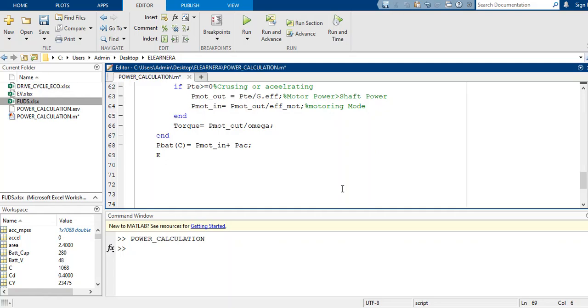Then the energy required to drive a vehicle for one cycle is E battery at C, equal to E battery at C minus 1, the previous battery energy, plus the power of the battery at C. So it is the energy required from the battery in one cycle, and this is the power required from the battery.